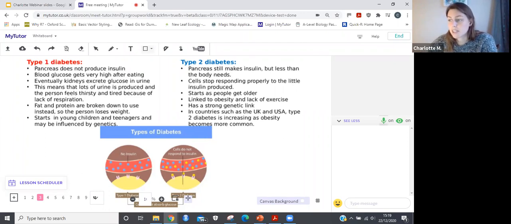Which type of diabetes has a greater chance of danger? Oh, interesting. Good question. They're both pretty dangerous. Type 2 diabetes can be cured more by lifestyle choices, so we'll talk about that in a second, whereas type 1 diabetes, you need more kind of medical intervention.